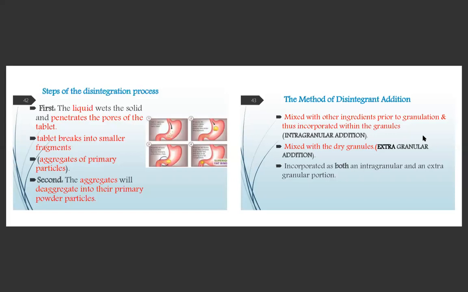So what do we call them? Intragranular addition or extragranular addition. Intragranular addition means that while blending, before the granulation, we add disintegrants, so inside the granules, disintegrants are present. If you add them at the step when we add glidants and lubricants, then it is called extragranular addition, because the granules are already prepared and you add disintegrants before punching. Sometimes even industry people add at both times to enhance the solubility.